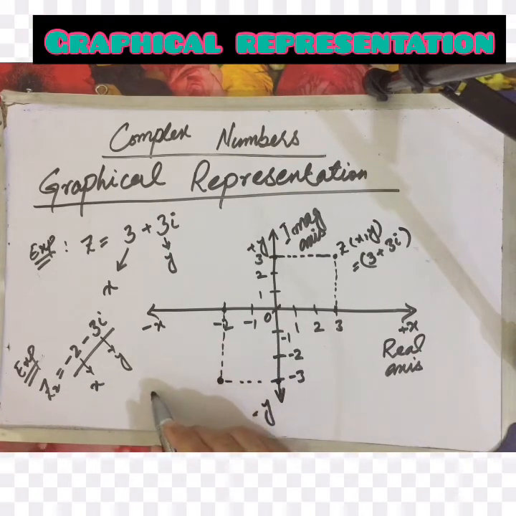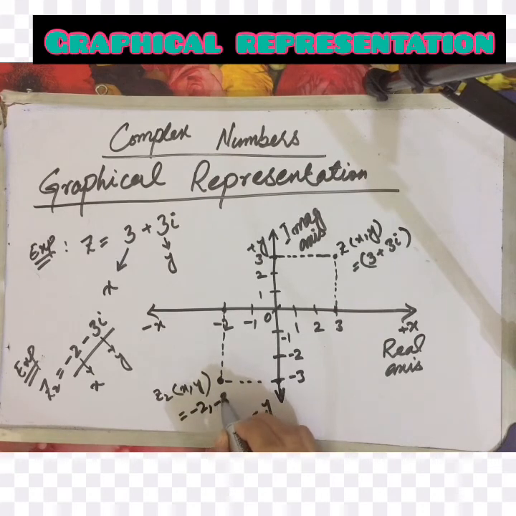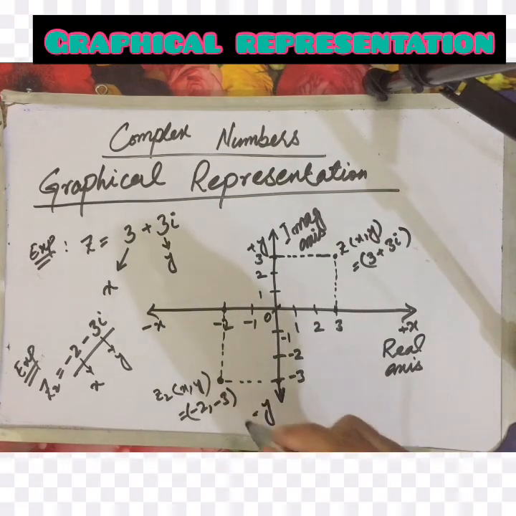This is z2 of x comma y equal to minus 2 comma minus 3. We will also write in this form, that is called the polar form. Our next topic will be the addition of complex numbers and subtraction of complex numbers.